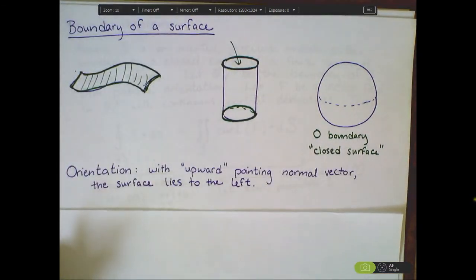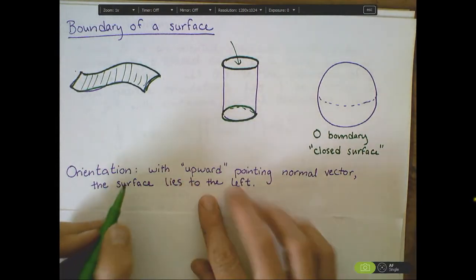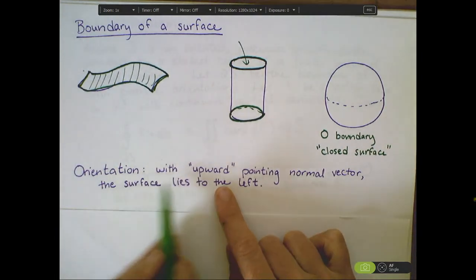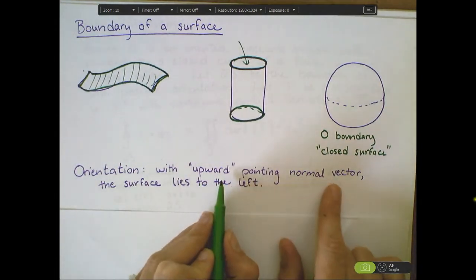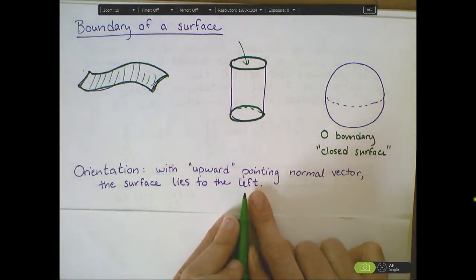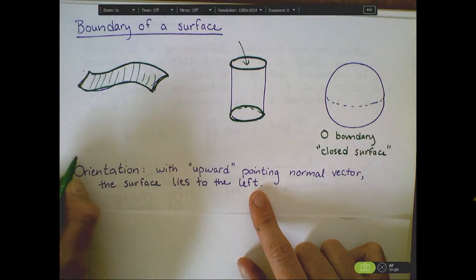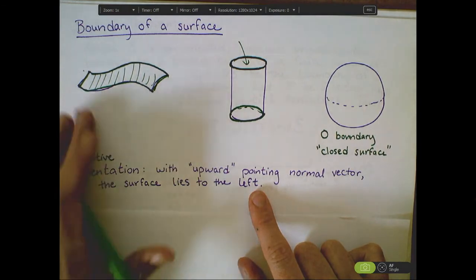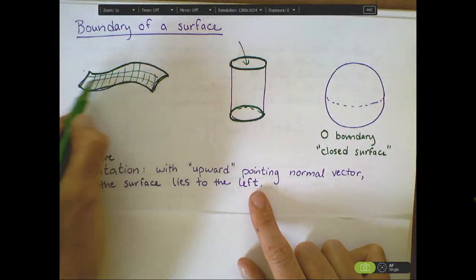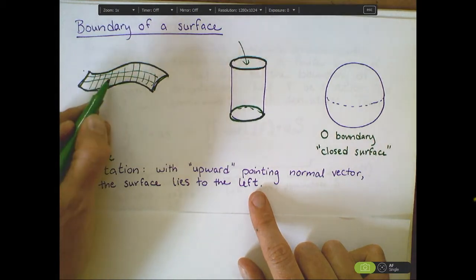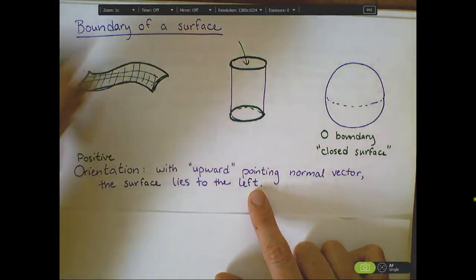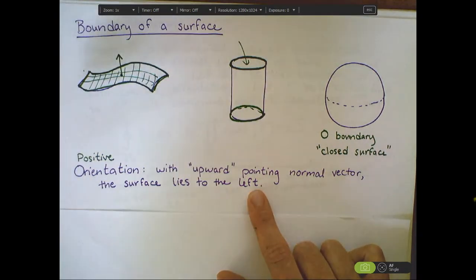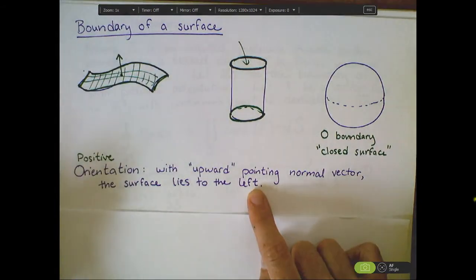But I do want to define the orientation of a surface. That's the next part, and it's something that's important for the application of Stokes' theorem. That if I have an upward pointing normal vector, then the surface always lies to the left for a positive orientation. And that's what we're interested in. So when you define a parameterization of this surface, so I've parameterized this, I found my Tu and my Tv. I've taken the cross product and found my normal vector is pointing up this way. If my normal vector were pointing down, the orientation of the boundary would be different.